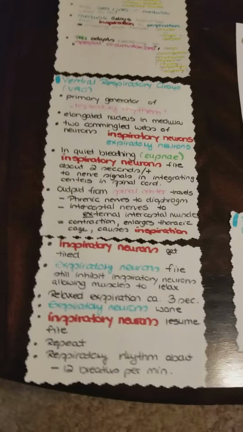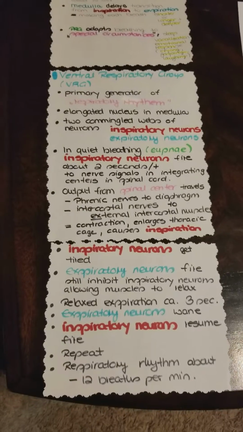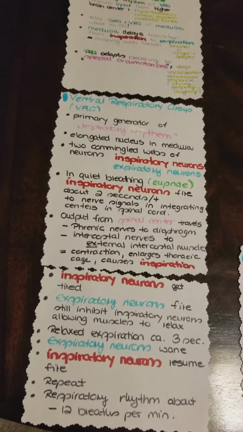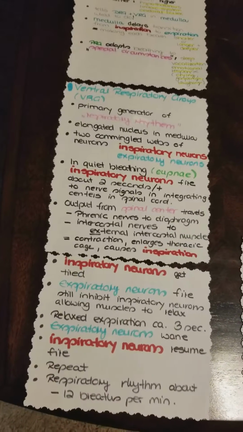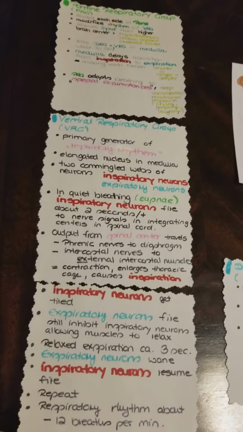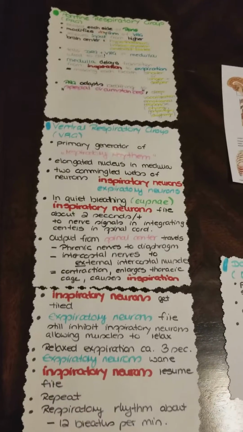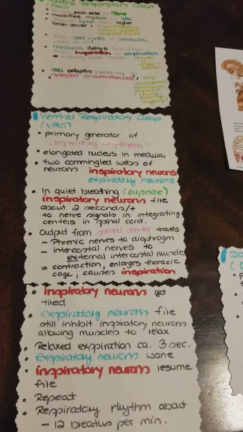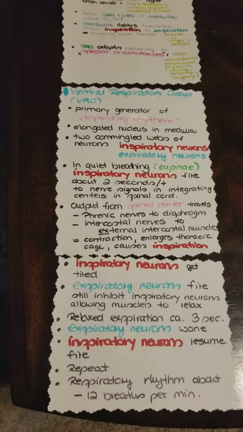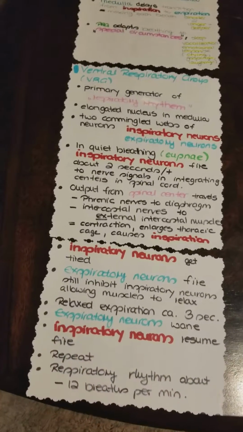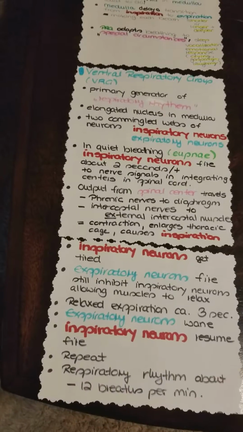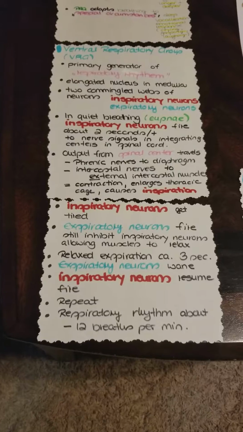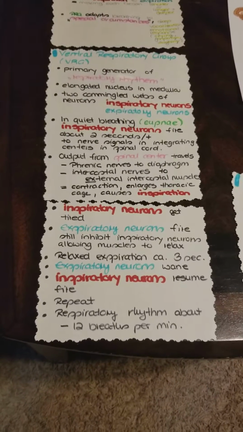So the inspiratory neurons get fired. Then the expiratory neurons fire, still inhibited by the inspiratory neurons, allowing the muscles to relax. The relaxed expiration, so breathing out and relaxing, is about 3 seconds long. So the expiratory neurons wane, and in that time the inspiratory neurons start to resume. They fire, it repeats, and the respiratory rhythm is about 12 breaths per minute.